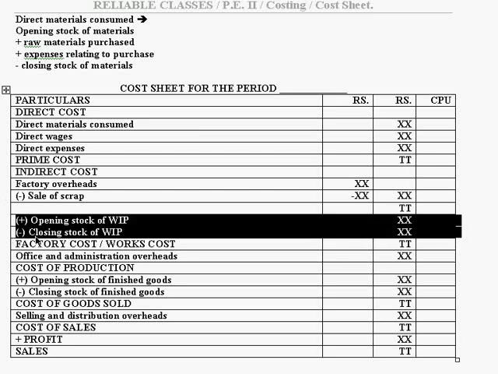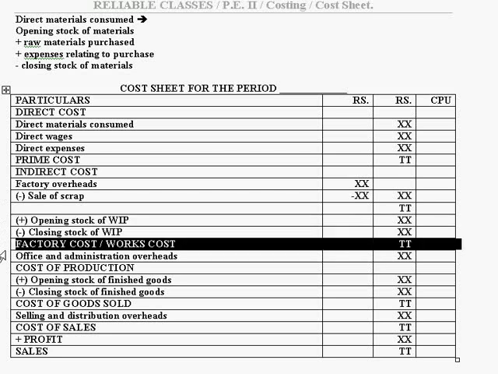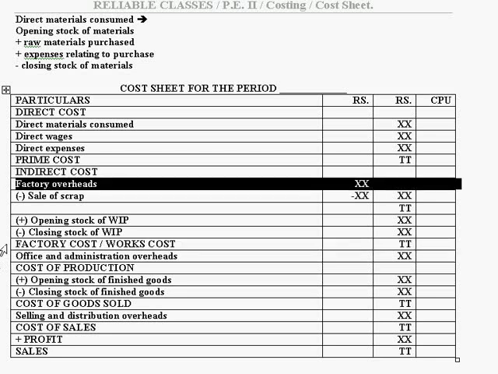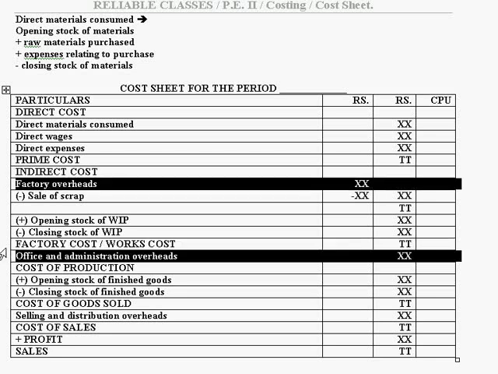Why are opening stock and closing stock adjusted before factory cost? It's not actually that we are adjusting before factory cost. We want to adjust it after factory overheads but before office and administration overheads.